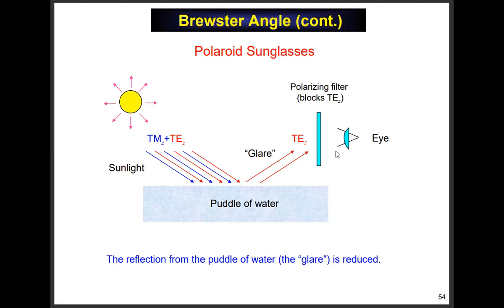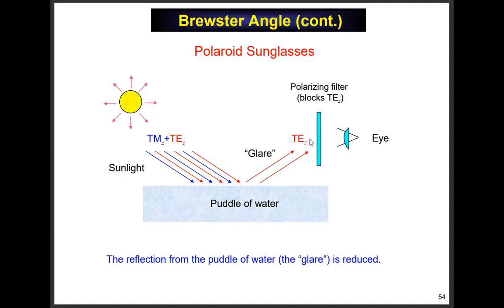But anyway, you can Google it if you want. But basically, it's a filter. So it blocks TE and it lets TM go through. Now, there is no TM coming from the water. There is no TM in the glare, right? Okay. So what's going to happen here is no glare gets through here, right? So the glare is perfectly TE, and this blocks TE, so there is no glare.